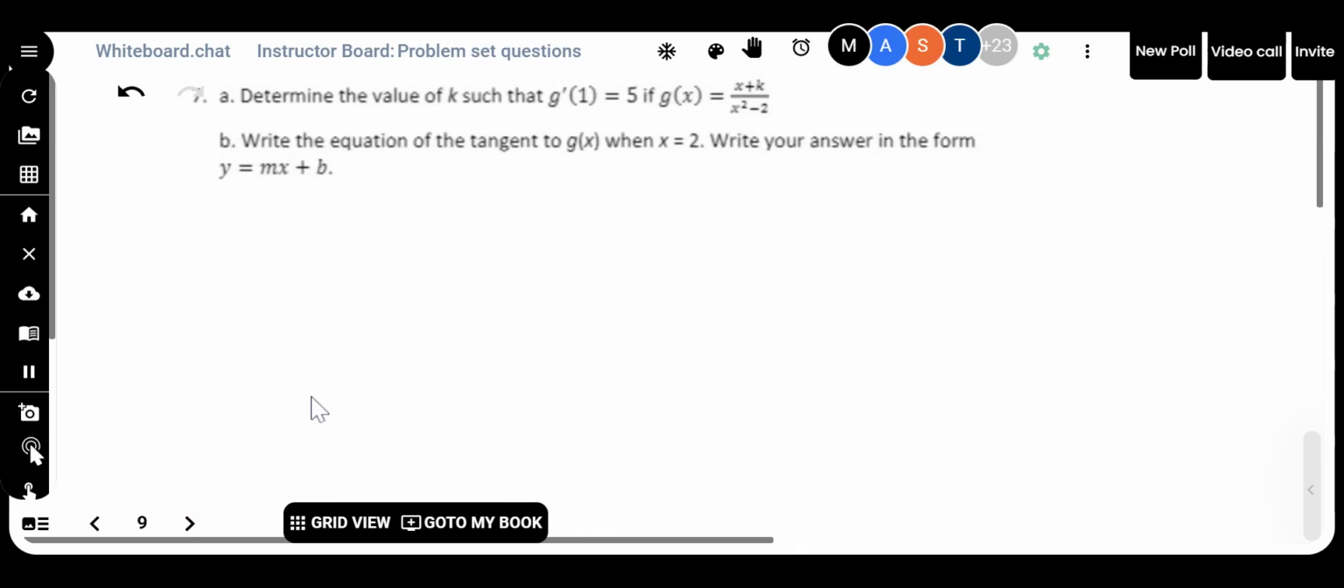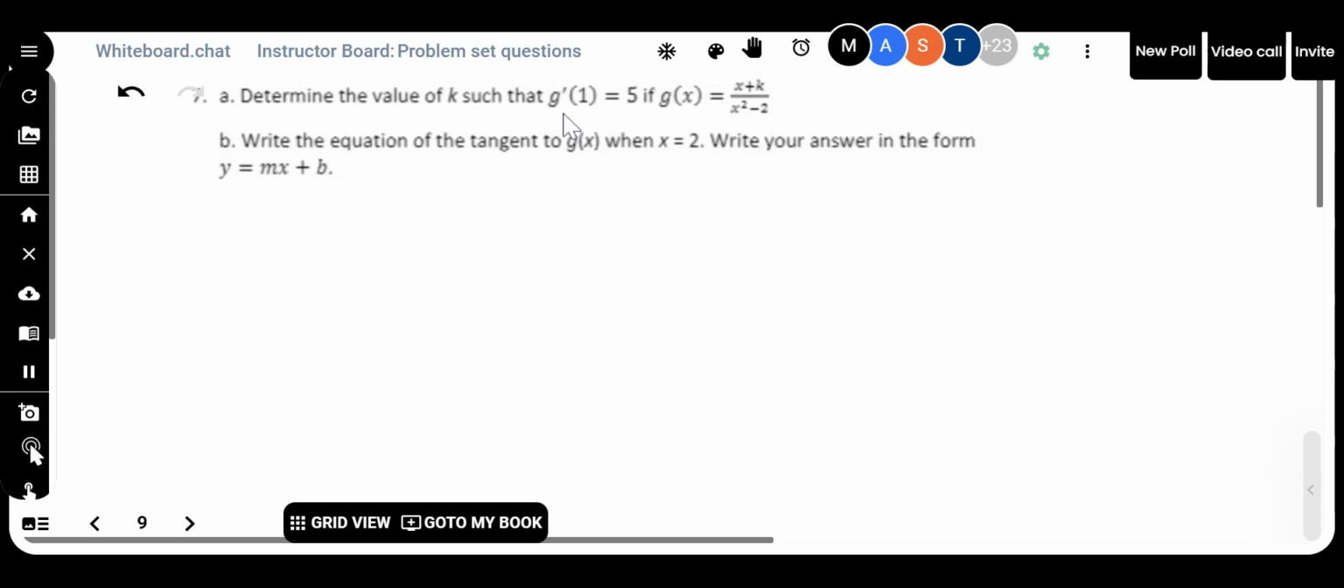Number 7, determine the value of k such that g prime of 1 is equal to 5 if g of x is equal to x plus k over x squared minus 2. Write the equation of the tangent to g of x when x is equal to 2. Write your answer in the form of y equals mx plus b. Okay.